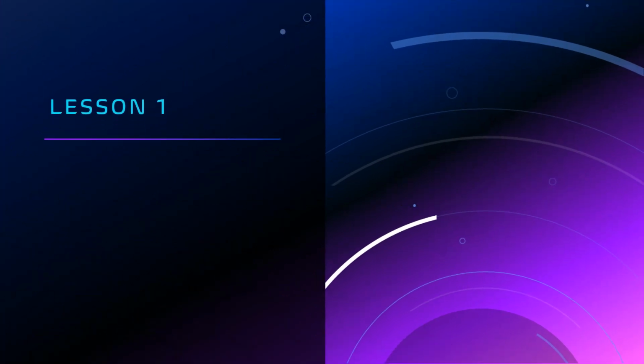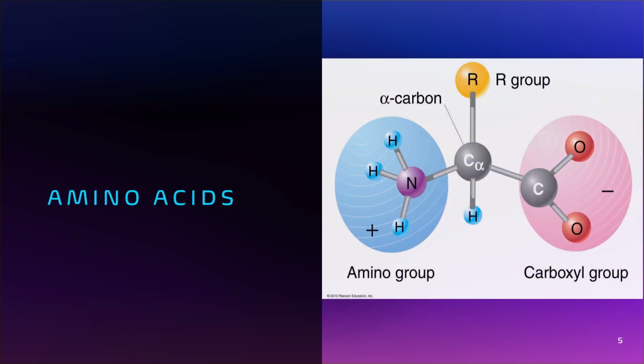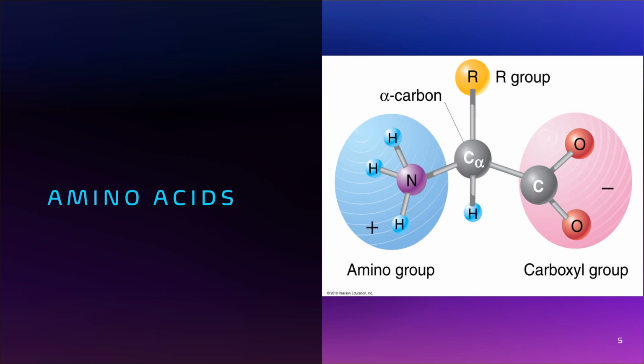In today's session, we're going to understand the basic idea of amino acids, their optical properties, and absolute configuration. Amino acids are compounds that are mainly composed of carbon, nitrogen, hydrogen, and oxygen, and they are the monomers or the building blocks of proteins.